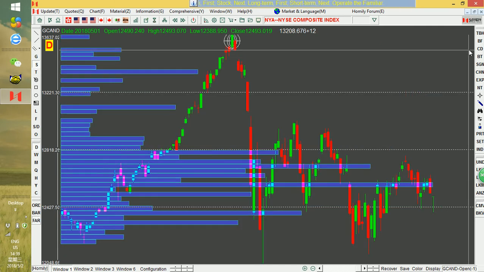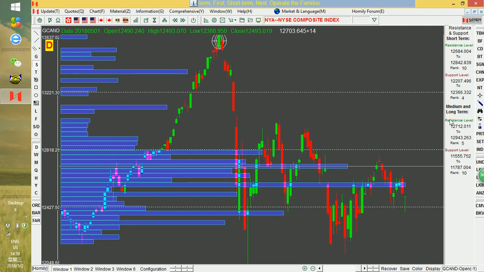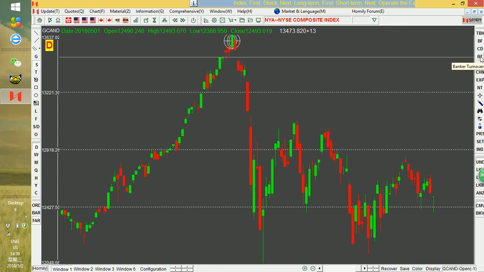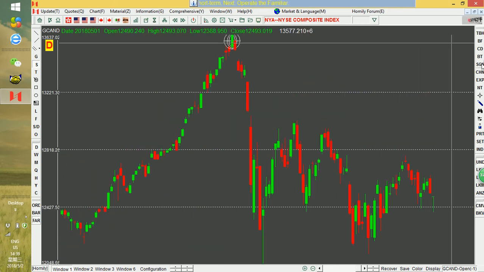Okay, this is chips distribution. And for this one, resistance and support, it just tells you, for the short term, where the resistance level is and where the support level is. And for the medium and long term, also where the resistance level is and where the support level is. And this is the chips. From this one, it's a banker turnover, but usually we don't use it, so we can just skip it.